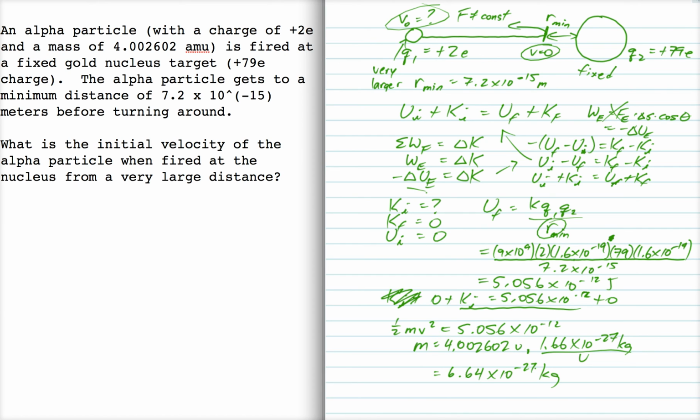Okay, so now I can finally get this thing here. I get v squared is equal to 5.056 times 10 to the minus 12 over 1/2 m, which gives me my velocity v of 3.9 times 10 to the 7th meters per second. Now that's a little bit faster than I would like because it's into relativistic speeds, but as they say, when you're at a tenth the speed of light, relativistic effect is only 1%, and that's close enough for government work. So we'll accept that answer.